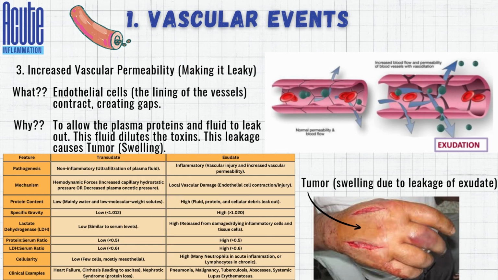Exudate, or inflammatory fluid, is like a thick soup: high protein, high cells. Whereas transudate, which is non-inflammatory, is like clear water: low protein, few cells. When vessels are just leaky due to increased pressure, like in heart failure, the fluid is transudate, clear and low protein. When the vessels are leaky due to inflammation, the fluid is exudate, cloudy, high protein, full of cells and debris. This is the key difference in diagnosing clinical effusions, pleural or peritoneal.